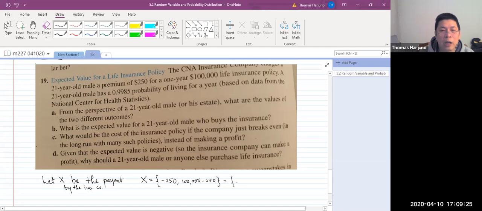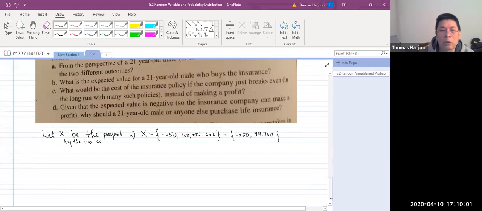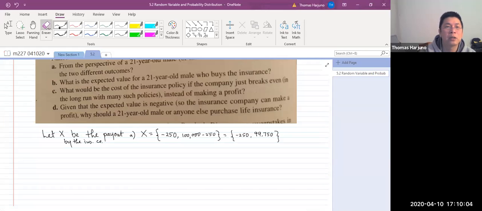Another way to say it, either he loses $250 if he survived this next 1 year, or his estate together with him who paid $250 in advance will get $99,750. Okay, now those are the possible outcomes, aka the random variable. Now, using that, let's construct the probability distribution.